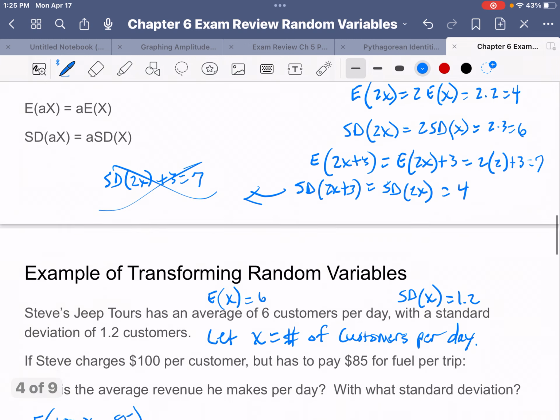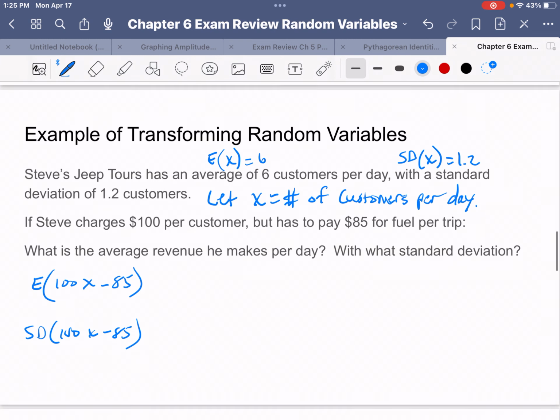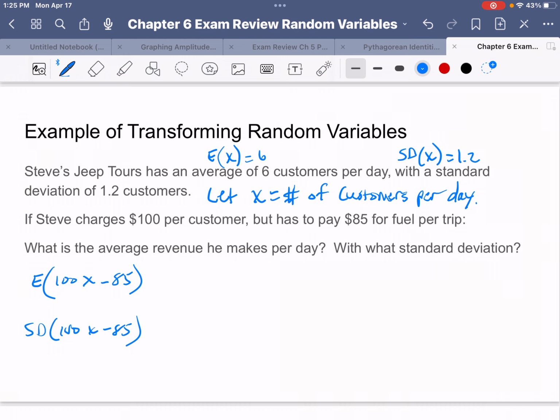Okay, moving on to word problems. Steve's Jeep Tours has an average of 6 customers per day, so E of x equals 6, if x is defined as the number of customers per day, with a standard deviation of 1.2. So the standard deviation of x is 1.2. If Steve charges $100 per customer but has to pay $85 for fuel per trip, what is the average revenue he makes per day with what standard deviation?